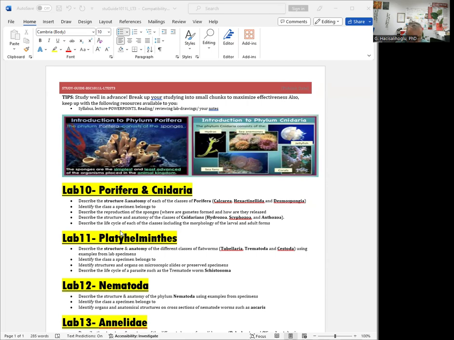Also, body cavity is most of the time absent. Development is protostome, and segmentation is also absent. These are called flatworms. Planaria, flukes, and tapeworms are some representative species under the Platyhelminthes phylum. So make sure you study each of these species.